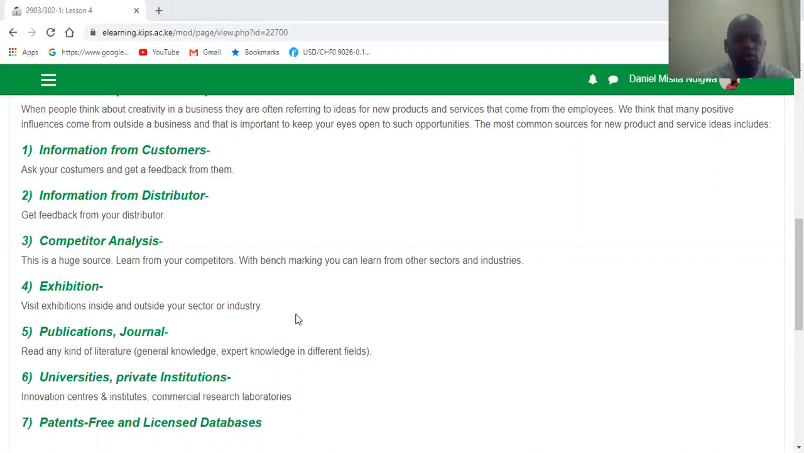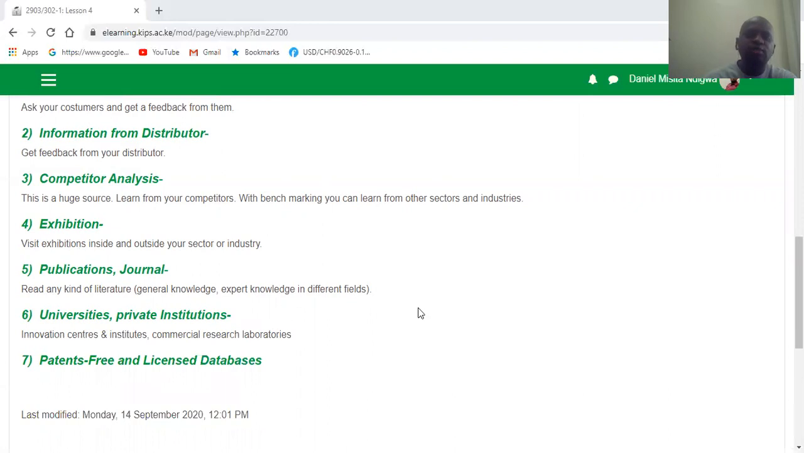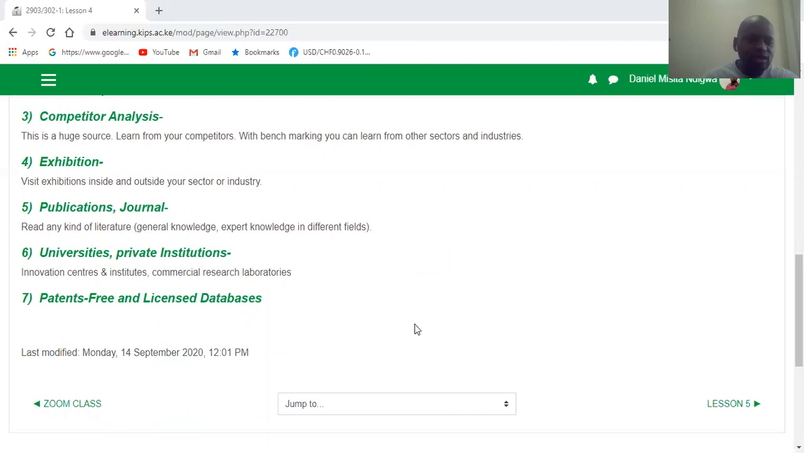You can also go to universities or private institutions where they come up with new products, and these products can trigger your idea of coming up with a new product. A good example of a university product is Nissin, which is a noodle for people to eat. The other one, you can get licenses or patents, and this can enable you to come up with a new product.